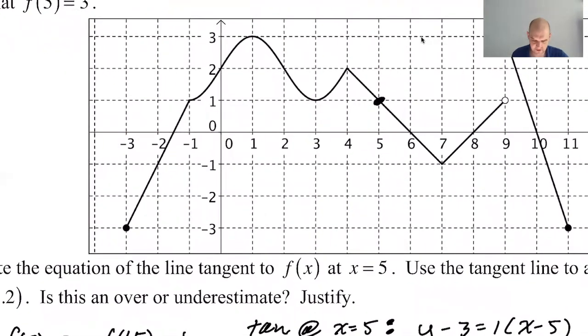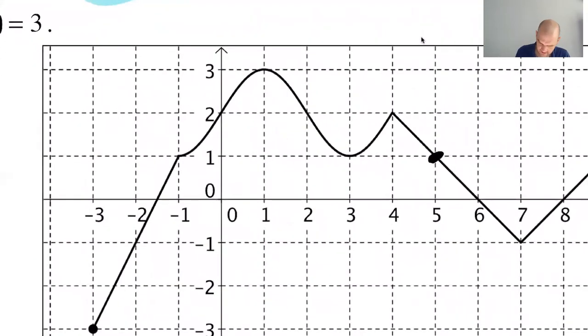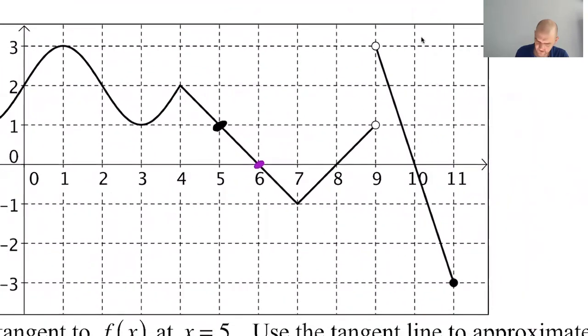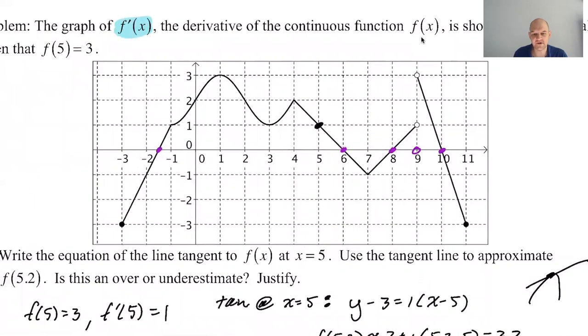The critical points are where f prime is 0 or undefined. So f prime is definitely 0 here. That's definitely -1.5. 0 here. And then undefined here. So we have 3. Oh, I jumped right over this one. Right here. And here. So many. Okay, so I see 1, 2, 3, 4, 5 critical points. 4 of them are critical points because f prime is 0. 1 of them is a critical point because f prime doesn't exist at x equals 9. So we have 5 critical points.